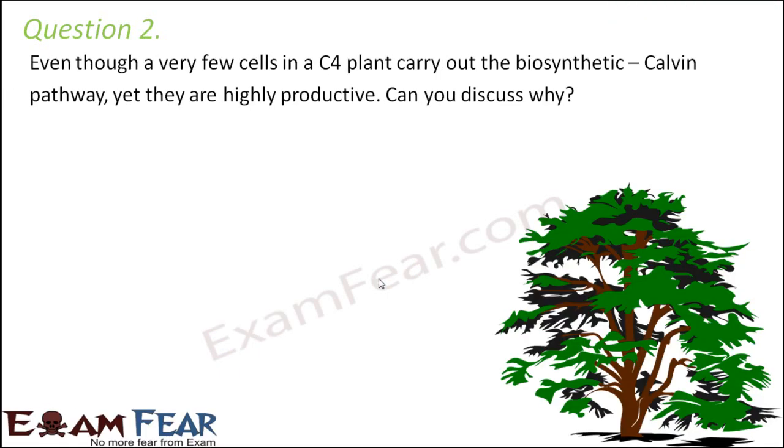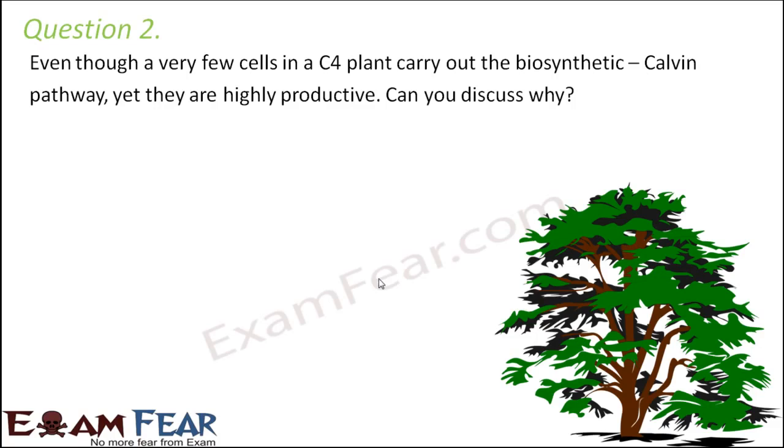Question number 2. Even though very few cells in a C4 plant carry out the biosynthetic Calvin pathway, yet they are highly productive. Can you discuss why? Now in this case, what happens is that even though not all the cells are able to carry out the Calvin pathway, it is only the bundle sheath cells where the Calvin pathway is taking place.